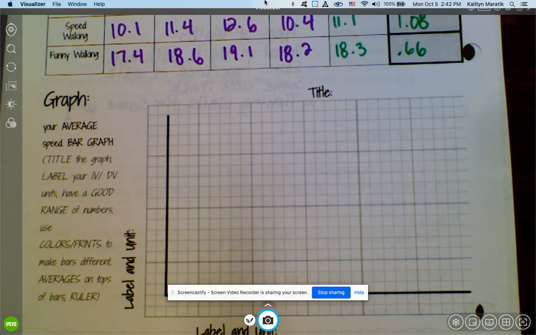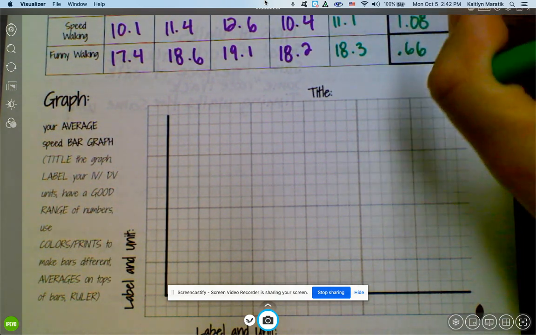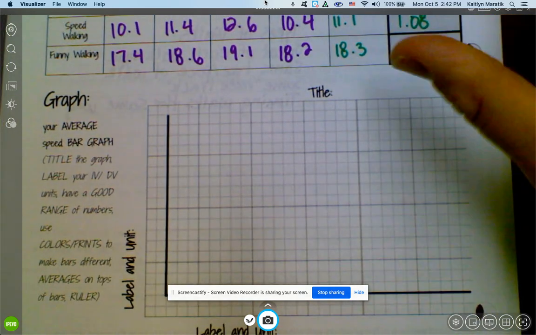Now, if you can come up with an adorable title, that is fantastic. For the Penny Lab, I was talking with Mrs. Carpolinia, and she had some students put, like, raining on Abe because, like, the water was falling on the penny.